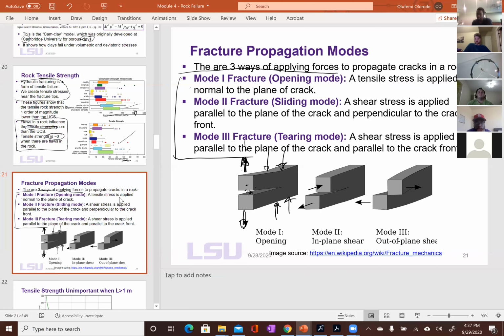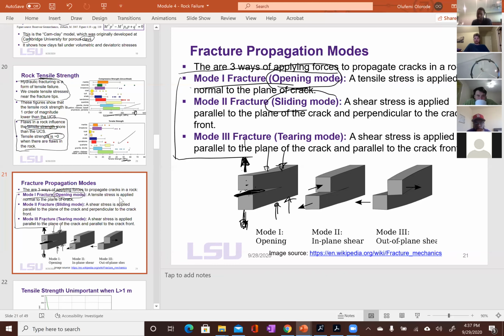So it's tensile, right? You're opening up against the fracture surface. The direction of the force is 90 degrees, or perpendicular, to the direction of the fracture surface, which is here. That's mode 1, the opening mode. Yeah, opening up the fracture.